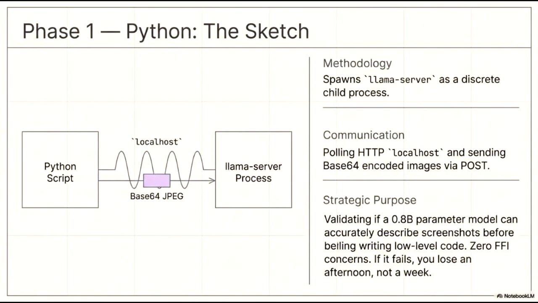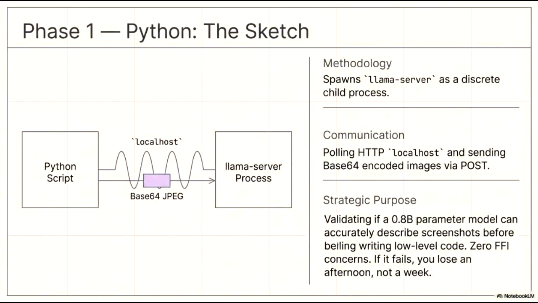Phase 1, which we call the sketch, focuses on rapid prototyping using Python to validate our core concept. The methodology is deliberately simple. The Python script spawns the Llama server as a discrete child process. Communication is handled by polling HTTP on localhost and transmitting base64 encoded images via POST requests.